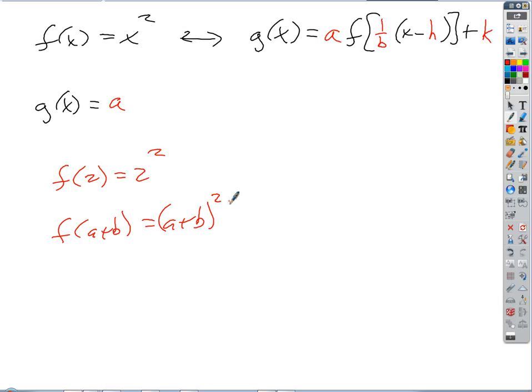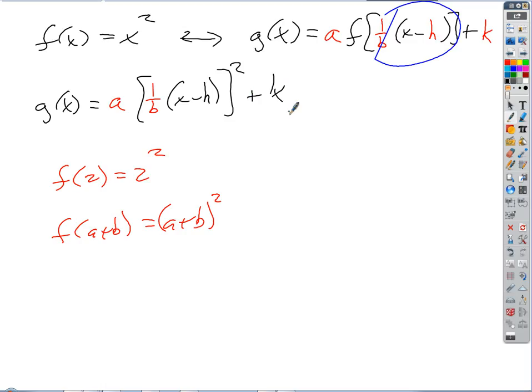Seems like a really simple concept, but if you get that kind of wired in your brain, that's really helpful in math, right? You're just following a pattern. So what's f of all this junk? All that junk squared, right? Everybody agree? So I could write this then as all that stuff squared, right? Everybody agree? And then just plus k at the end.